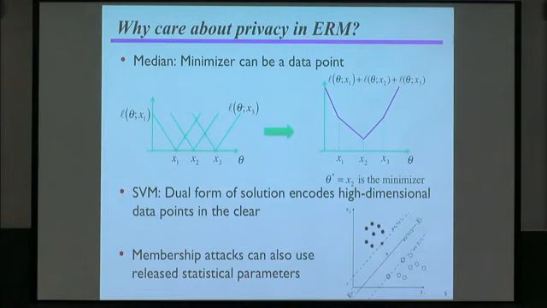Also, as I mentioned yesterday, for the support vector machine, which is another commonly optimized loss function, the dual form of the solution, which is the standard way the solution would be reported, includes a certain number of data points in the clear. In dimension d, it includes d plus 1 data points, each of which is a vector of length d, in the clear.